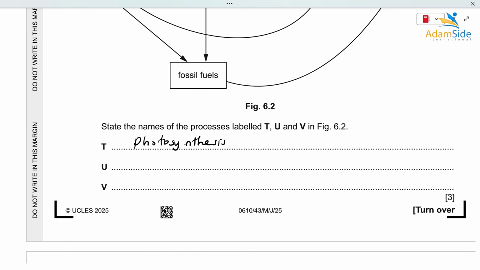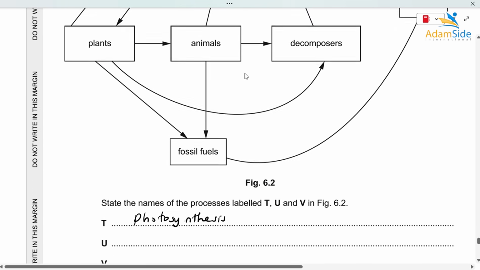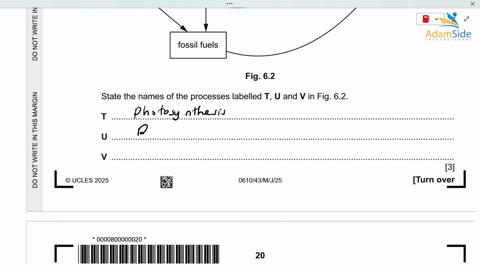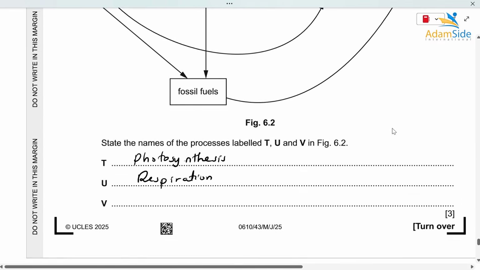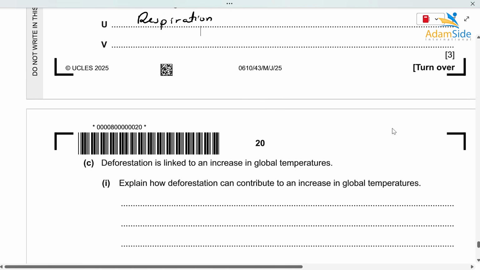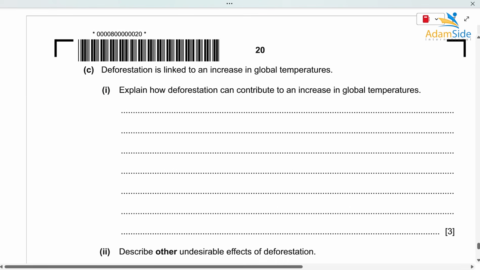And then we have U. U is animals, producing carbon dioxide into the air. This is respiration. And then we have V. Now V is fossil fuels bringing carbon dioxide back into the air. This is combustion. Burning of fossil fuels is what results in an increase of carbon dioxide in the air.